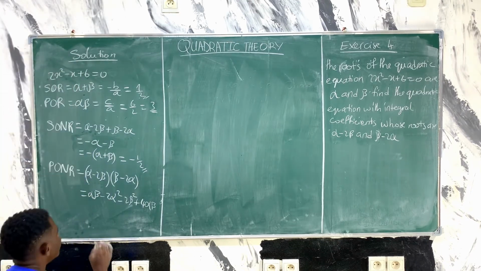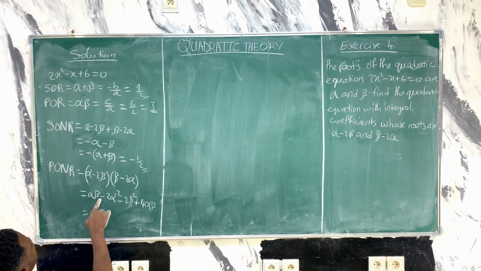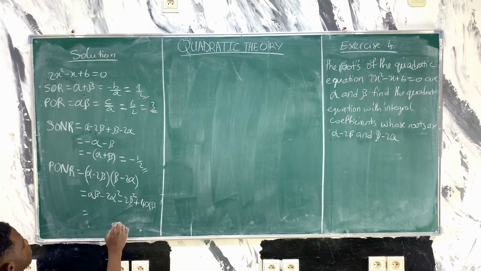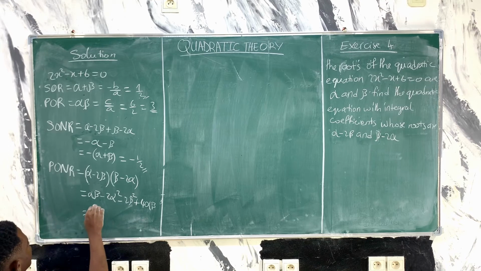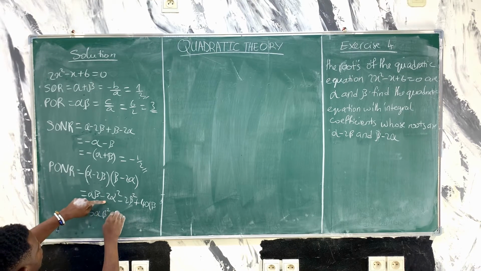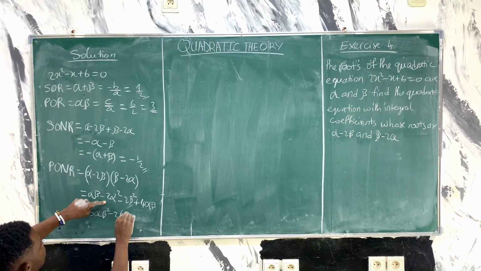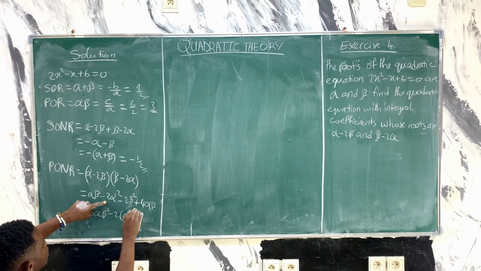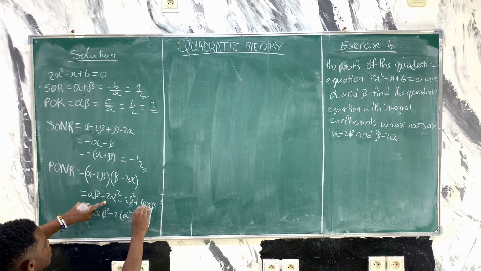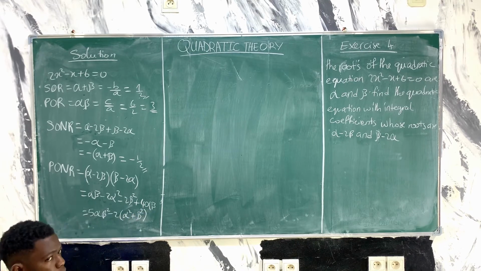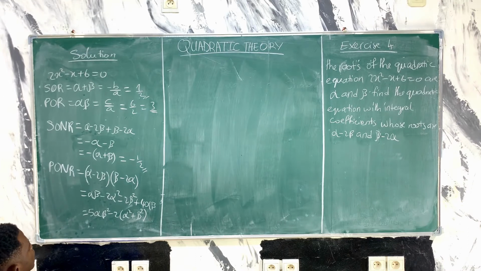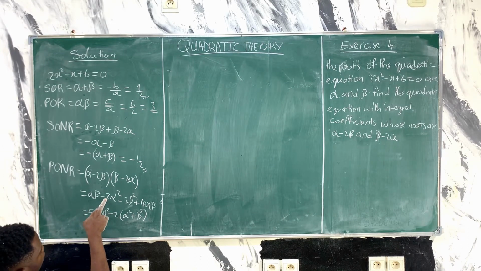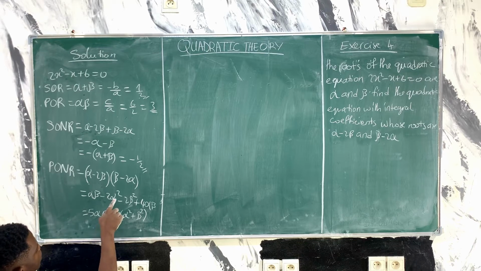Let's simplify. Alpha beta plus 4 alpha beta gives 5 alpha beta. Here we have minus 2 into alpha squared plus beta squared. What I did is take minus 2 outside of these two as a common factor, leaving alpha squared and beta squared.